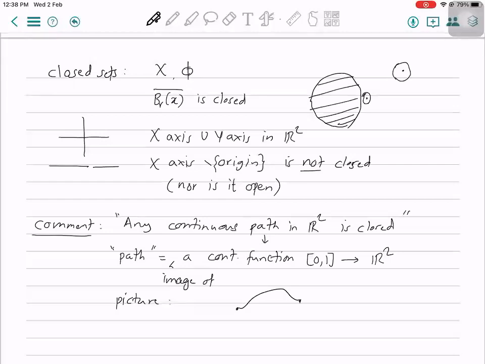So the claim is that such a thing is closed. Visually this is appealing, right? But can we prove this? You see how many things are involved over here. You have a continuous function from the closed interval to R2, then you are taking the image of this, and you want to say that such a thing is closed.